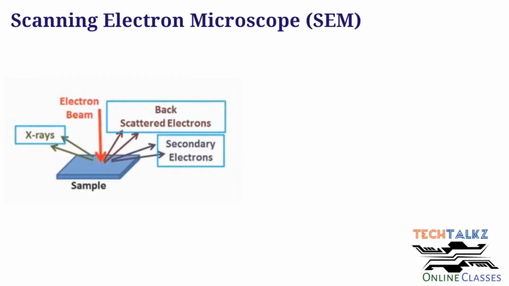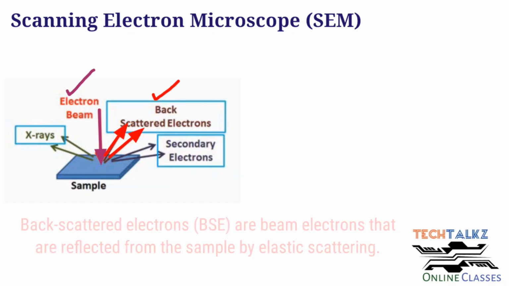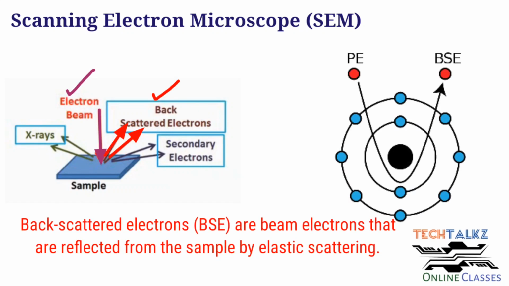Before going to the working of SEM, we can check what happens if you focus the electron beam onto the specimen. Suppose this is your sample and you are going to focus the electron beam here. So there will be reflection, that is, backscattered electrons. These backscattered electrons reflect back after the elastic interaction between the beam and the sample. Okay, the reflections.